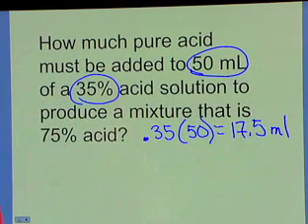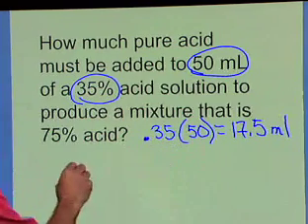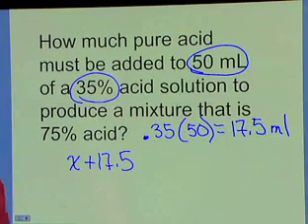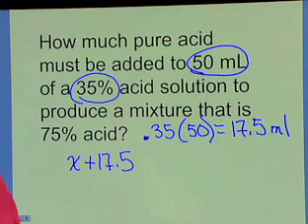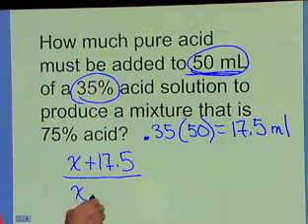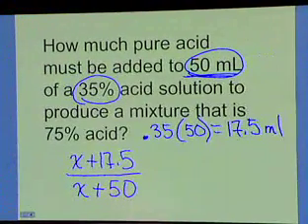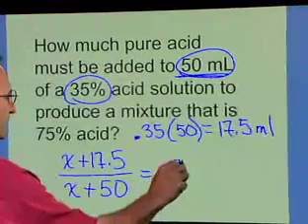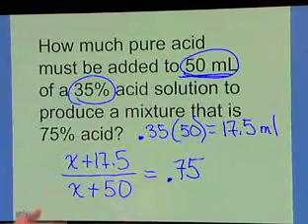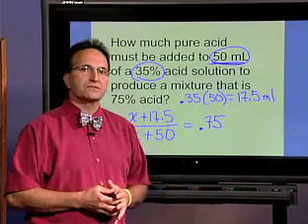If we let x equal the amount that we need to add to the 17.5, that means we would have x plus 17.5 milliliters of pure acid. Now the total solution has been increased. It was 50, but we just added x milliliters of acid to that. So the total mixture is x plus 50, and that has to equal a concentration of 75%, or 75/100ths, 0.75. You could solve this numerically by multiplying both sides by x plus 50.